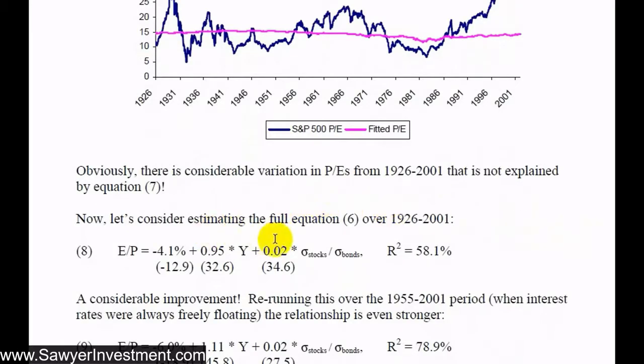So now let's add in this volatility piece here. With this volatility piece, we get an R squared of 58%. So it does pretty good at explaining the variation in earnings yields over the 1926 to 2001 time period. So from this we see that earnings yields of stocks have been the 10-year Treasury yield plus about 2% of the ratio of volatility of stocks to bonds, minus a 4.1% intercept here.